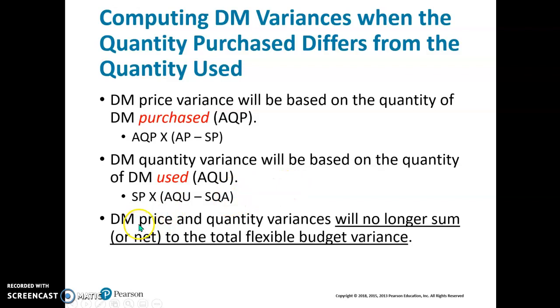So direct material price and quantity variances will no longer sum or net to the total flexible budget variance, because they're based on two different quantities. The reason is that if you want to evaluate purchasing, you want to evaluate them in terms of the whole load of a part or whatever they purchased. It should almost be based on the tractor load, not on smaller amounts, because you can save so much money in freight by purchasing that way.